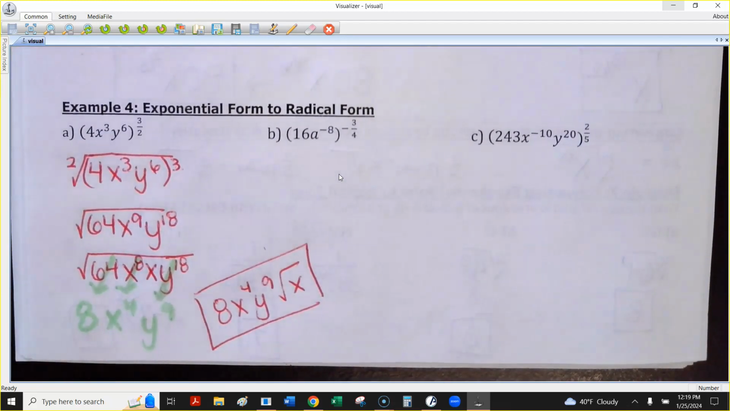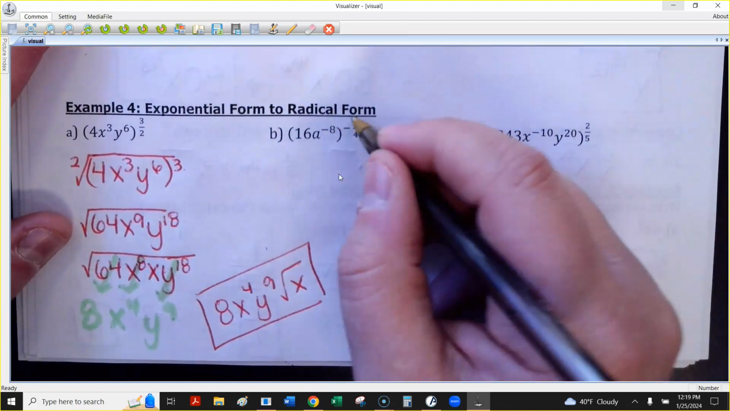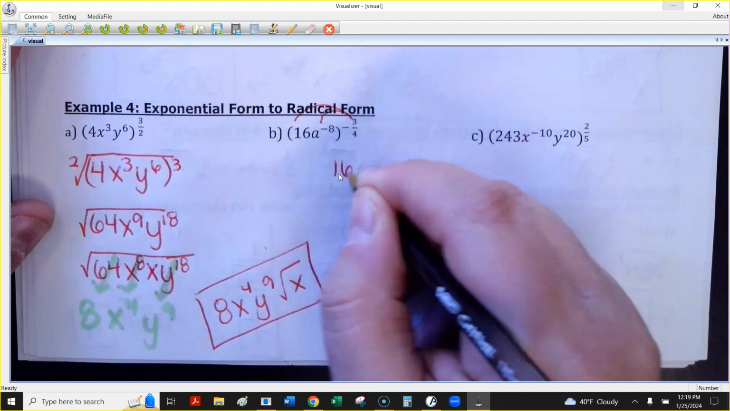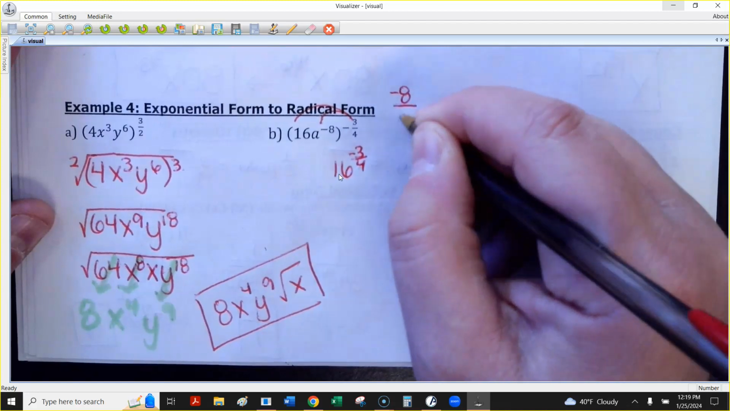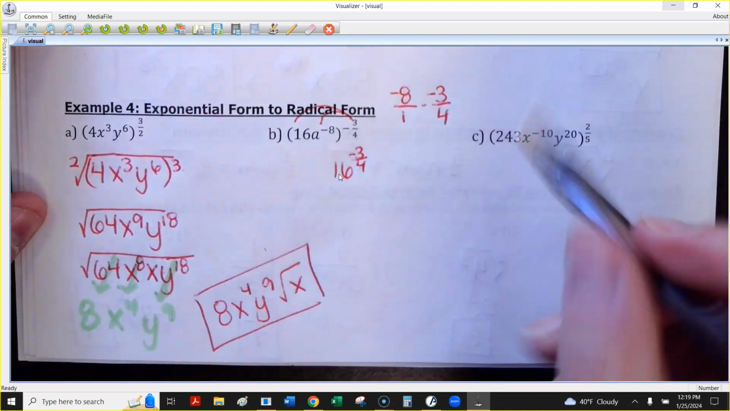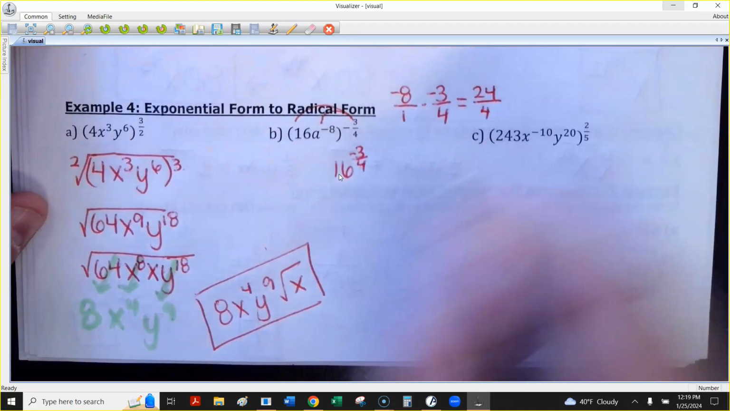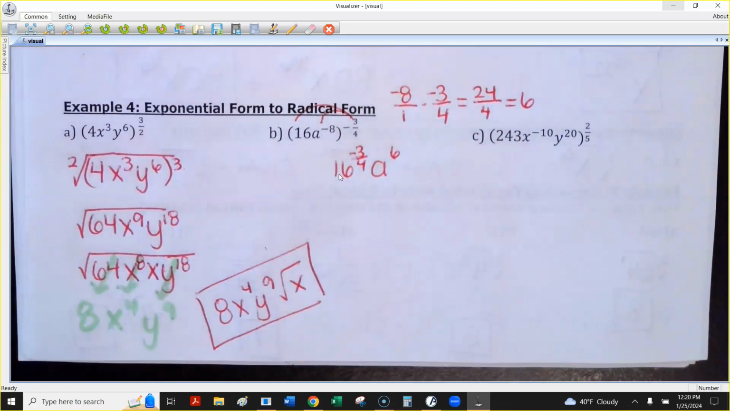Okay, this one, let me see here. I'm going to rewrite this as a fraction in a second because I got a negative exponent. But if you have a product to a power, everybody in there gets that exponent. So this would be 16 to the negative 3/4. Power to a power, so that negative 8 to that negative 3/4, we'd actually multiply the exponents. In that situation, you don't need a common denominator to multiply. Just straight across the top, that'd be 24. Straight across the bottom, that would be 4. The negatives are actually going to cancel, so that'll be a to the 6th power.